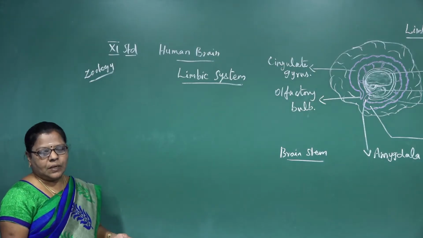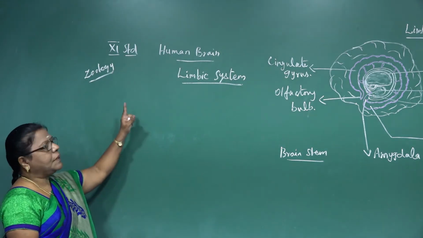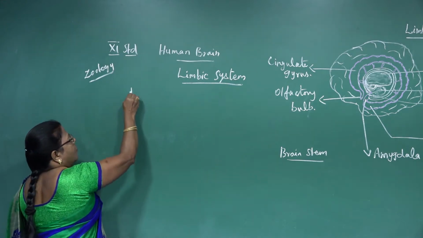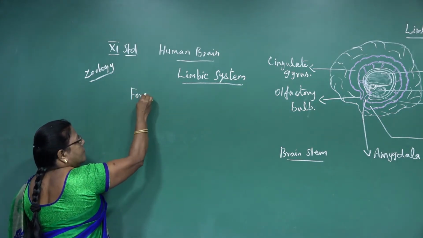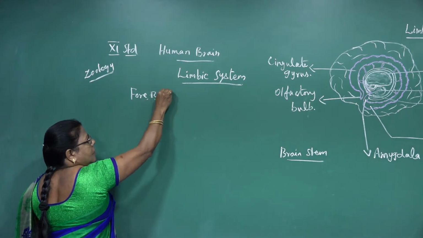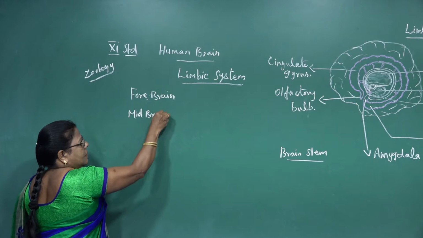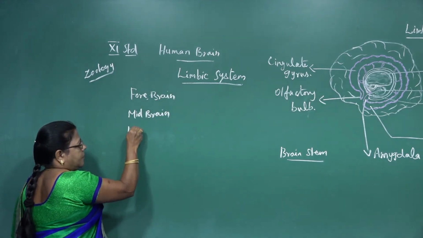Dear students, today we are going to discuss the human brain. The human brain has three parts. First one, forebrain. Second one, midbrain. Third one, hindbrain.